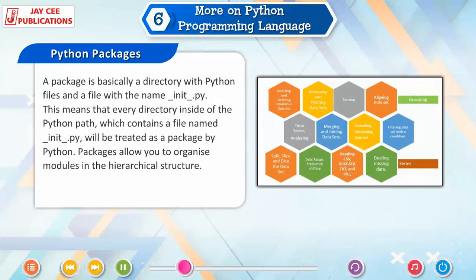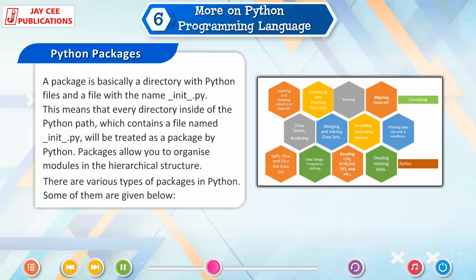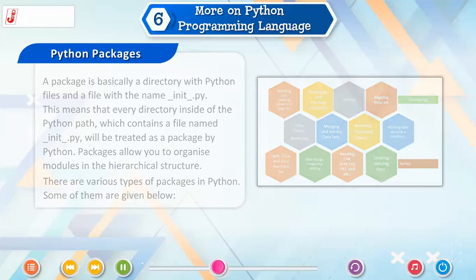A package is basically a directory with Python files and a file with the name __init__.py. This means that every directory inside of the Python path, which contains a file named __init__.py, will be treated as a package by Python. Packages allow you to organize modules in a hierarchical structure. There are various types of packages in Python. Some of them are given below.